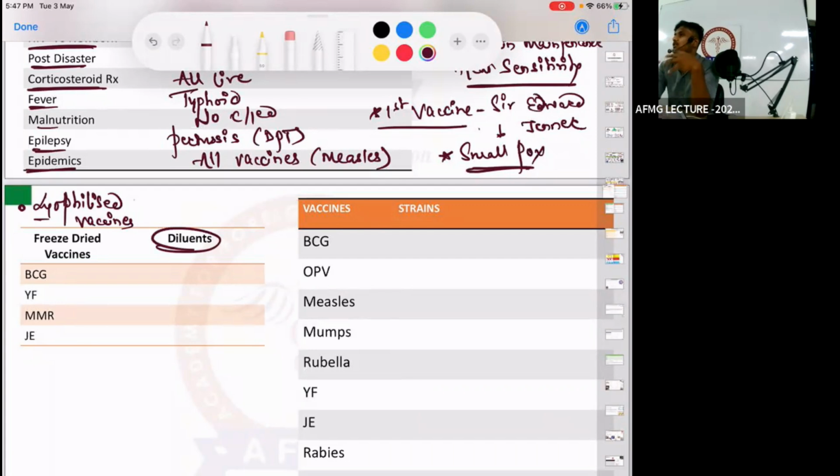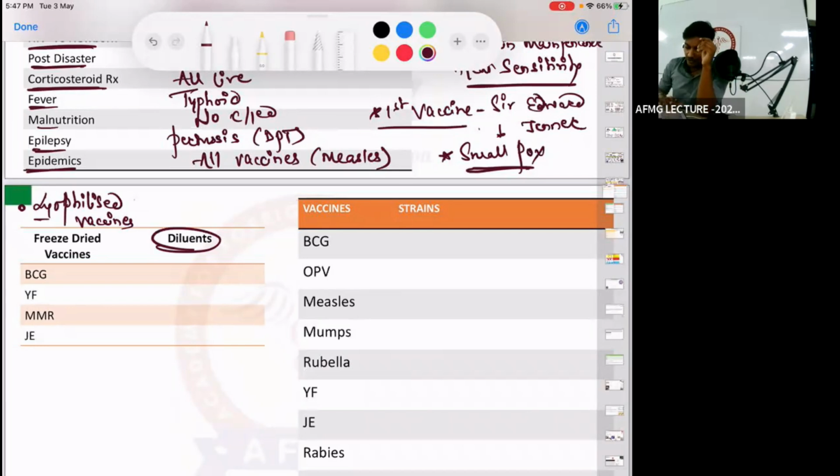The solution which is used to mix the powdered vaccine is known as a diluent, and the process is known as reconstitution. Definitions come very often in PSM, so remember what the process is called. The process of making a solution from a dried powder vaccine is known as reconstitution, and the vaccine after making the solution is known as a reconstituted vaccine.